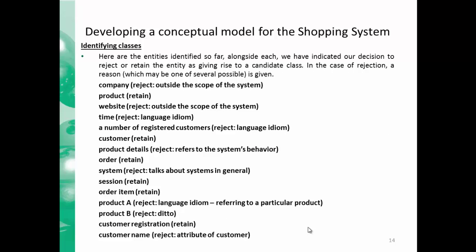Now, after you apply the guidelines for rejecting irrelevant classes, you can compare your work with the answer given in this slide and see why you may reject or retain a class. For example, company is rejected because it's outside the scope of the system. Product is a very important class in the shopping system, so it is retained. We reject website because it is outside the scope of the system. We reject time, language item, and so on. We retain customer, order item, session, product, but we reject product A, product B, and so on.